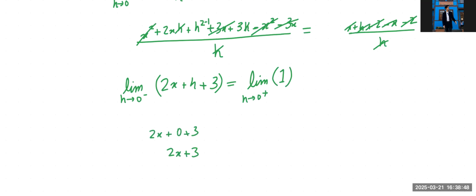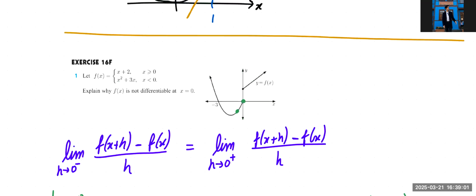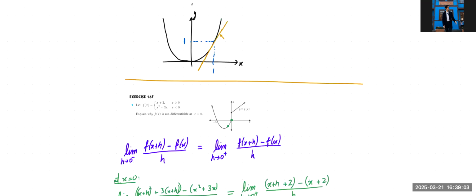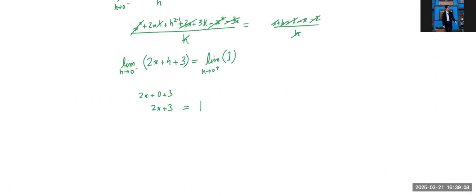And on the right side, I end up with 1, which means the derivative from the left side is this function, and the derivative from the right side is this function, and they're clearly not equal, right? Especially when I consider that I'm checking the differentiability at x equals 0. If I plug in x equals 0 on both sides, I will get 3 is equal to 1, and it's not equal, which means the function is not differentiable at x equals 0.